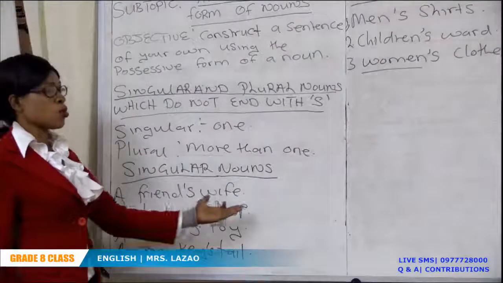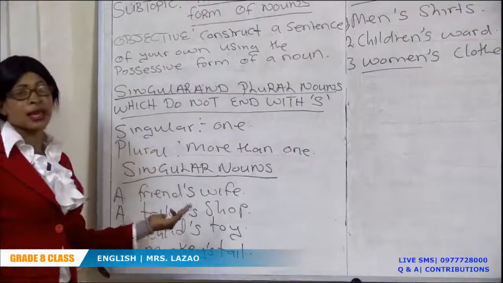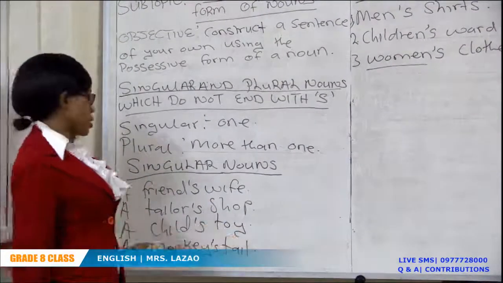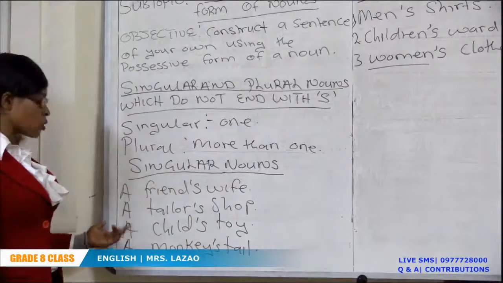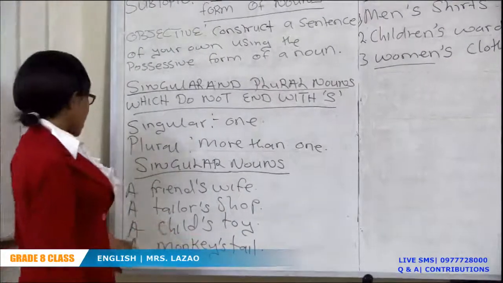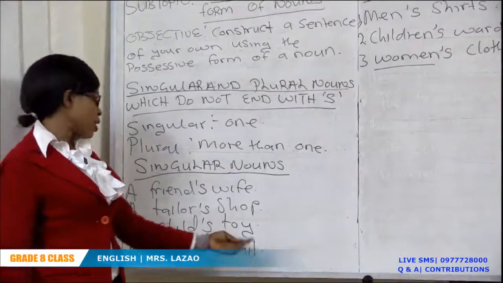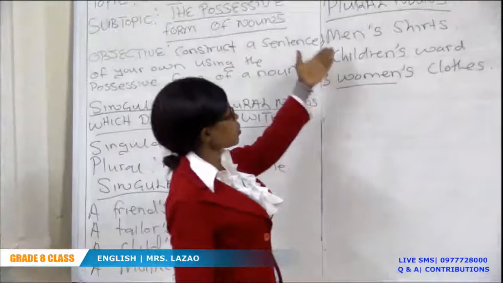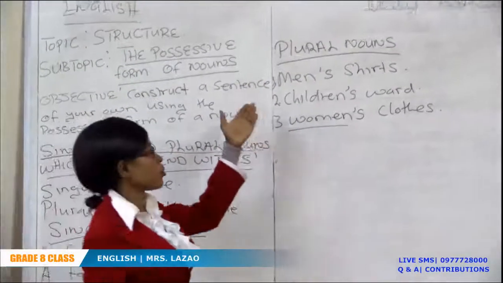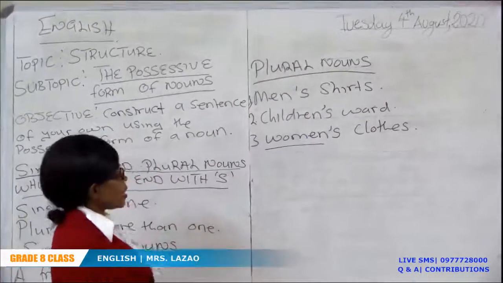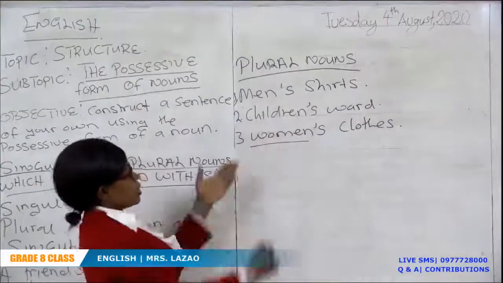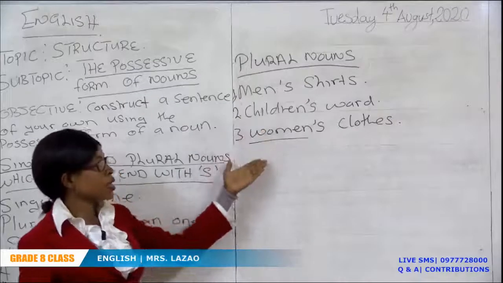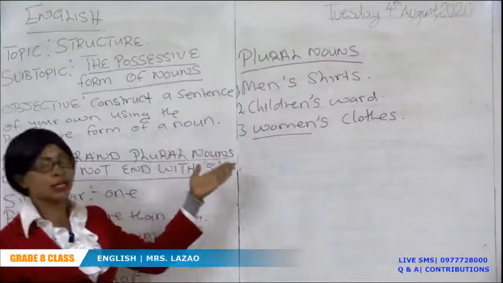A tailor's shop. So the tailor is the possessor of the shop. A child's toy. The toy belongs to the child who is singular. A monkey's tail. The tail belongs to the monkey. Okay? Then the second stage we looked at plural nouns. I listed the nouns. First was men, children, women. Then how do we show possessiveness?